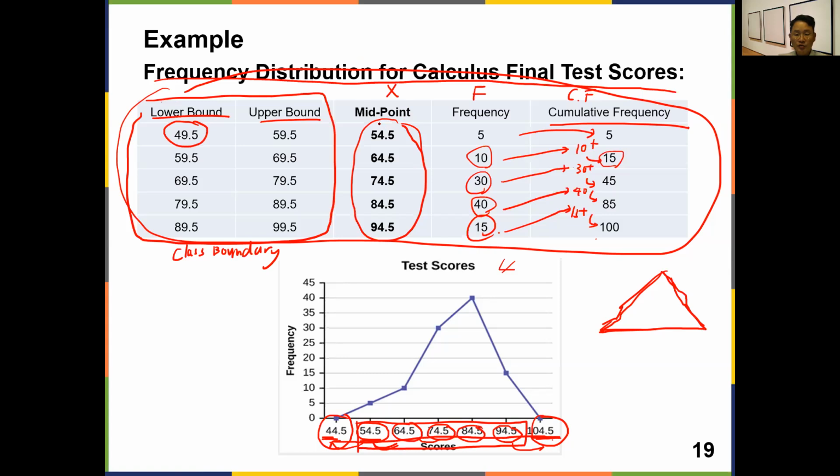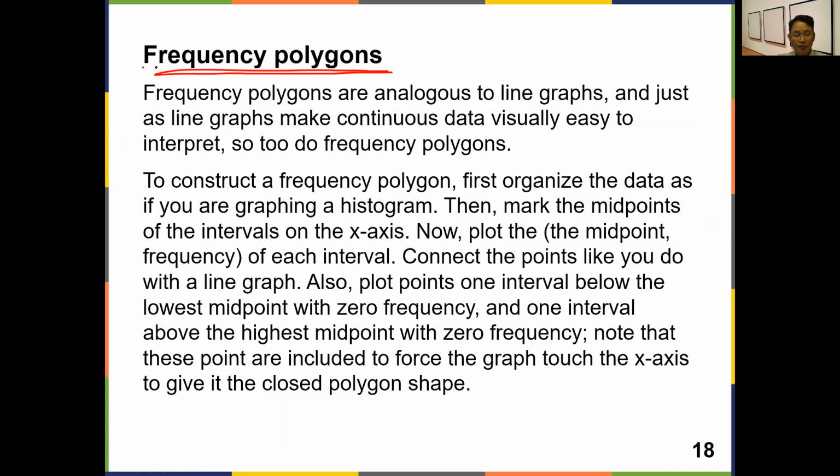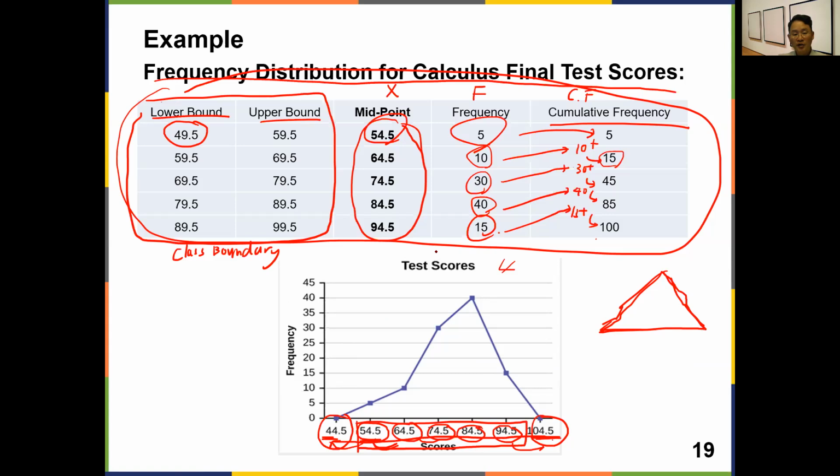Now, which one do you match though? This midpoint matched with what? This midpoint matched with the frequency. Why? Because remember, we're trying to build a frequency polygon, meaning you match the midpoint with the frequency. We use these two. So 54.5, which is the first midpoint, frequency was 5, so you get this point right there. Second midpoint was 64.5, frequency 10, you get this point.